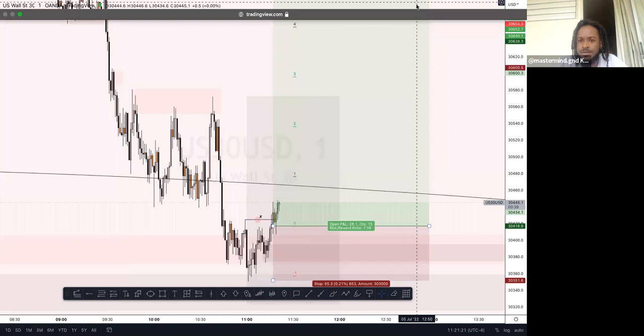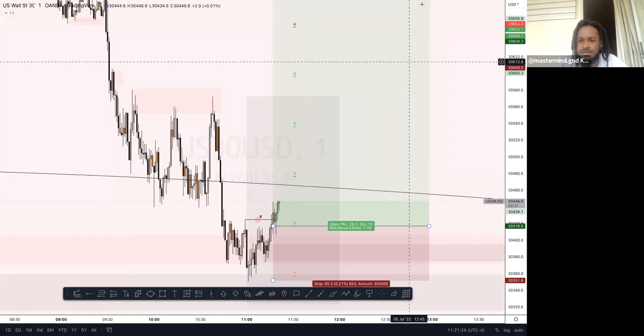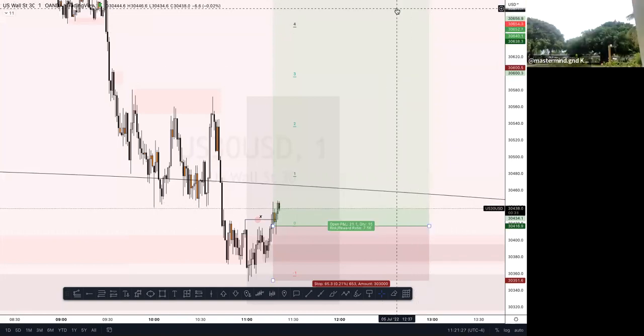Let me grab my laptop charger. All right. In the meantime, we can enjoy the view.